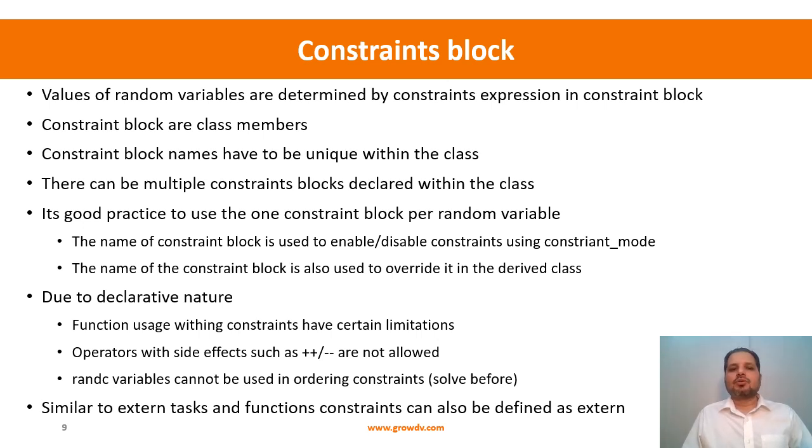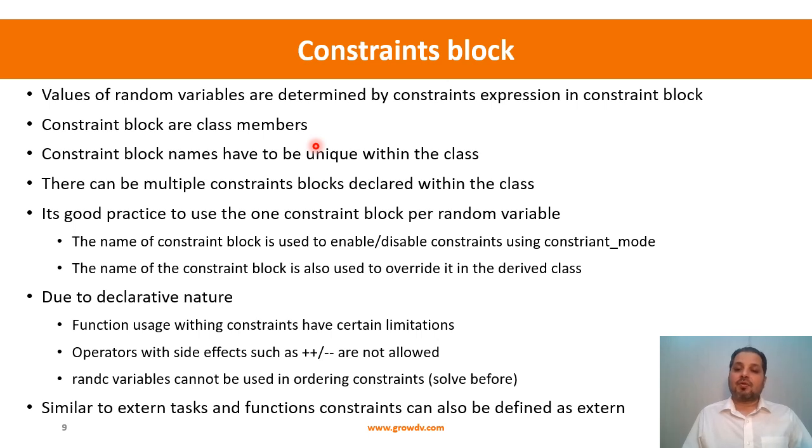The values of the random variables are determined by the constraint expressions provided in the constraint block. We saw that if I said delay should be inside 1 to 20, then that expression will guide how the random value is chosen for the random variable delay. That is the primary responsibility of the constraint block. The second thing is that constraint blocks are class members. What does that mean? Very similar to the properties and methods of the class.